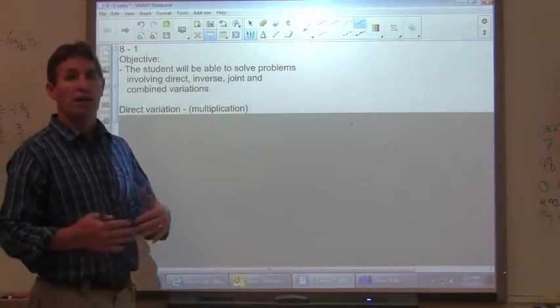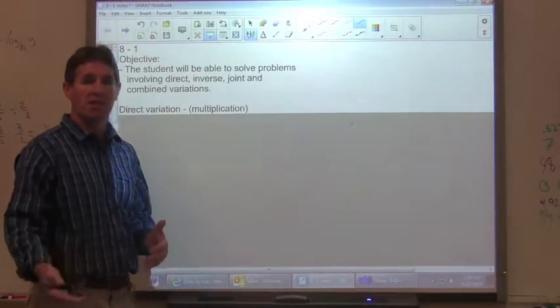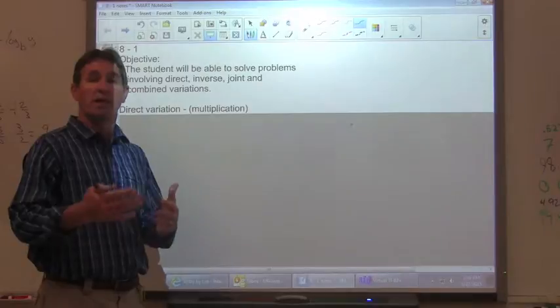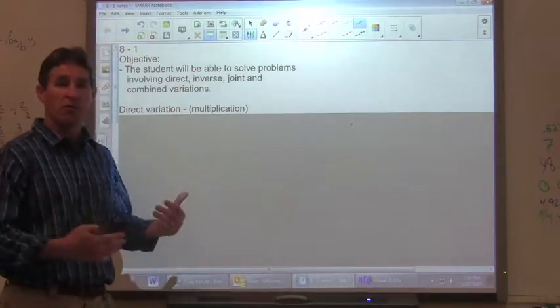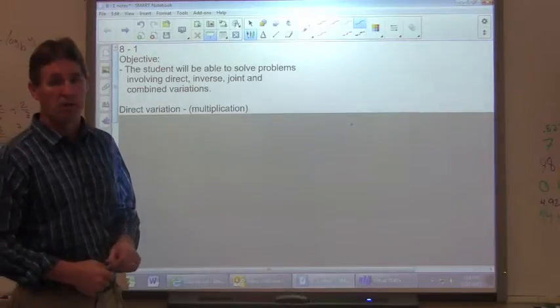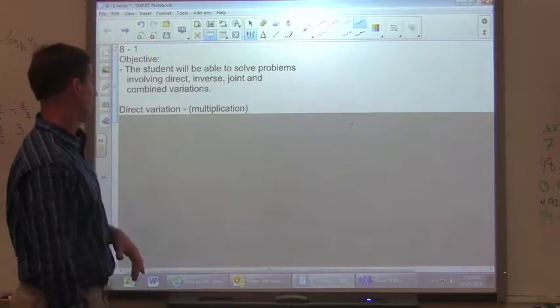Example, if you go order pops at a concession stand, and a large pop's $2, you know that if you order 10 pops to take back for a group, you're going to have $2 multiplied by how many cups you have. So 2 times 10 would be $20.